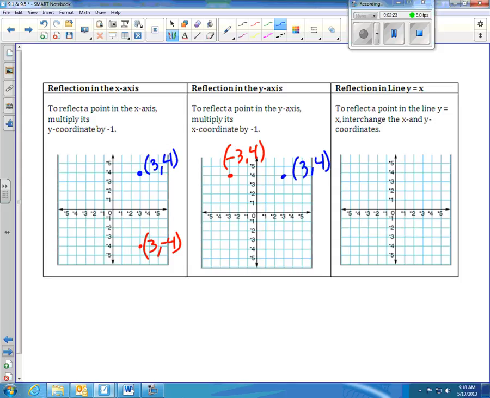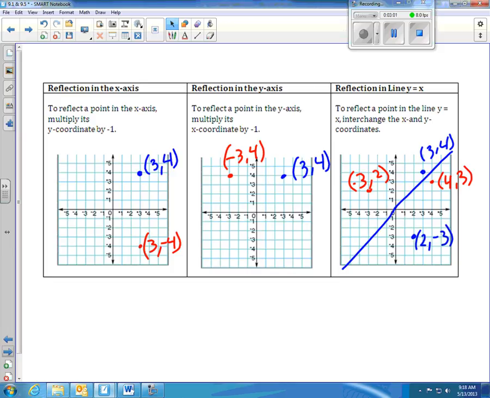All right, and to reflect over the line y equals x, and that y equals x is going to be this line here. It's a diagonal line that goes through. You're going to interchange the x and the y coordinates. So if I had the point 3, 4, the reflected image is going to be 4, 3. Or if we look at another example and we have 2, -3, our reflected image is -3, 2. All right, so those are the 3 types of reflections we're going to be looking at.